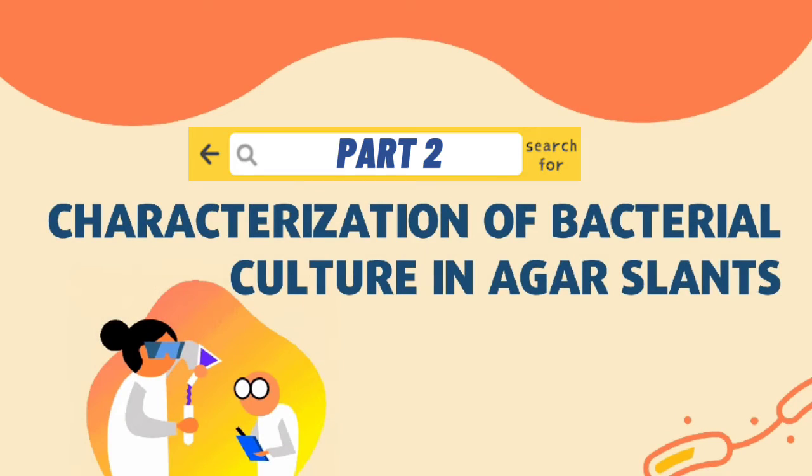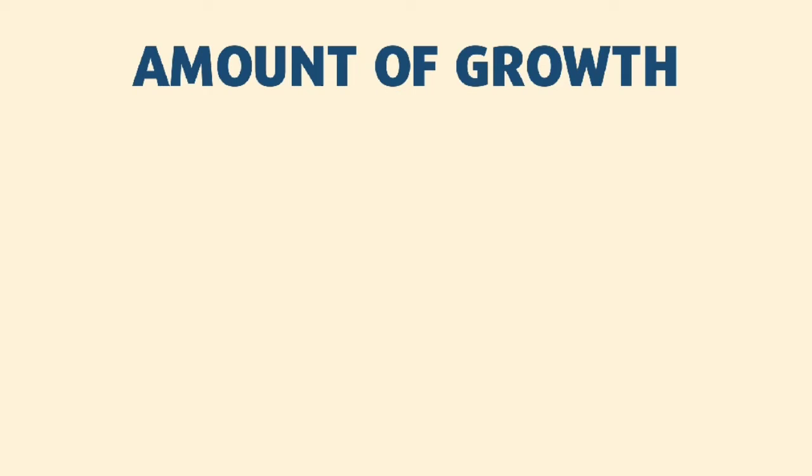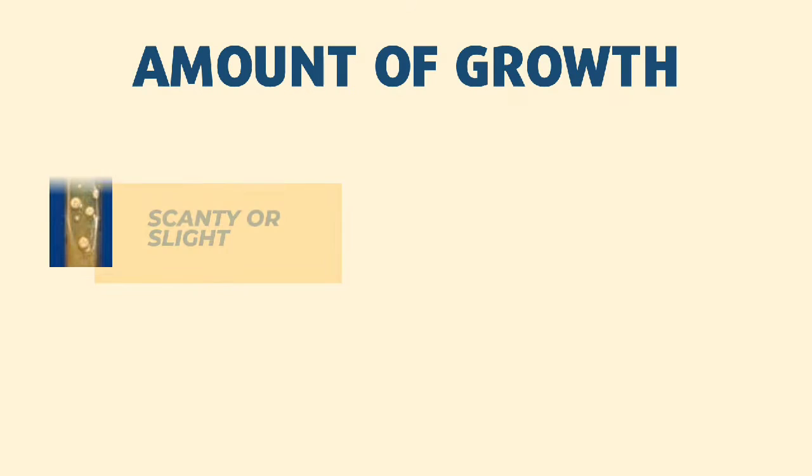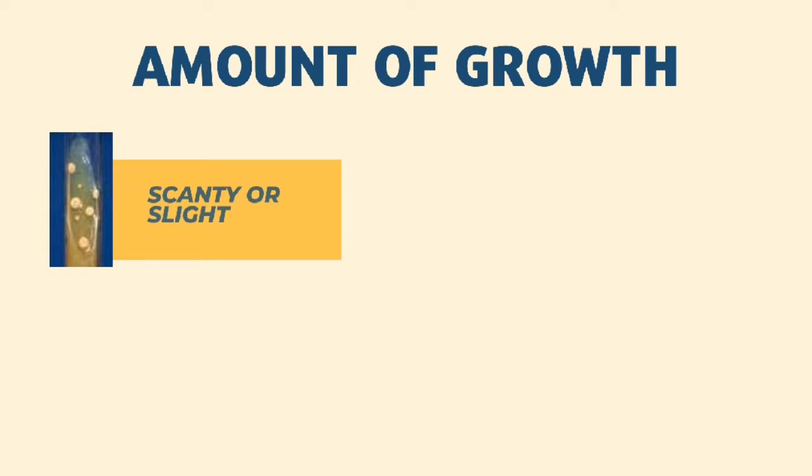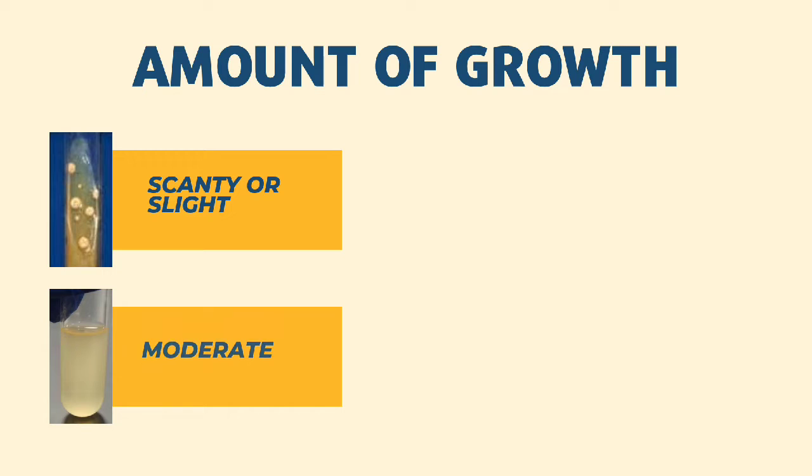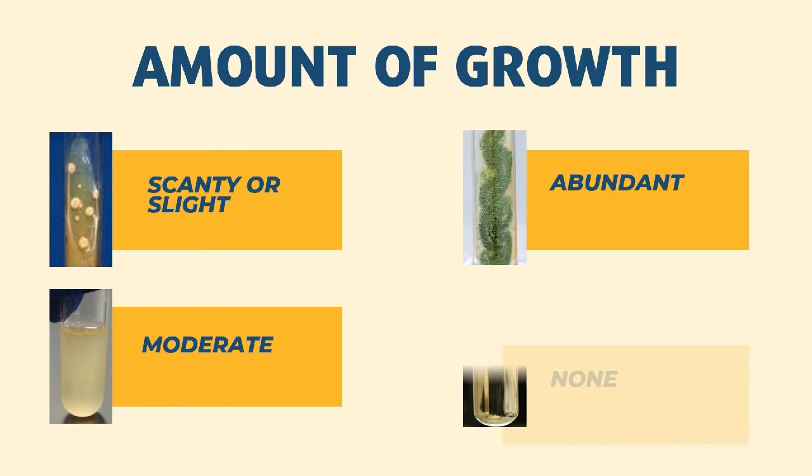Characterization of bacterial culture in agar slants. Agar slants can be used to culture bacterial cells for identification. Agar slants are useful in maintaining growth of microorganisms over long periods of time without allowing the cultures to dry out. Amount of growth. The amount of growth can be scanty or slight, moderate, abundant, or none.